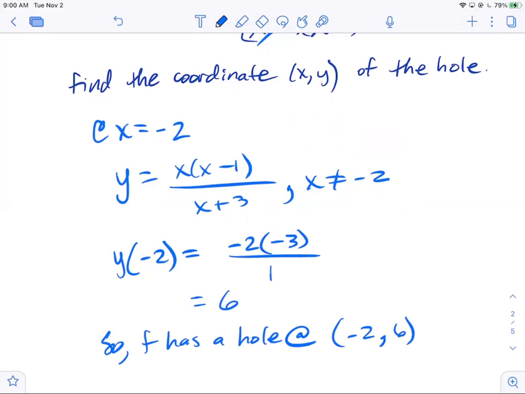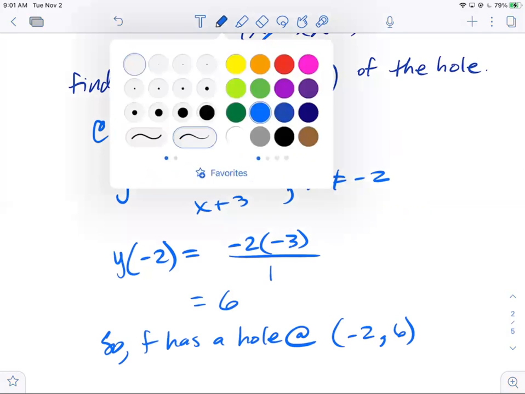All right, easy. So we'll see an example where we have a hole, and a hole then becomes another point that we can plot, but we don't plot it with a solid dot. We plot it with an open circle.